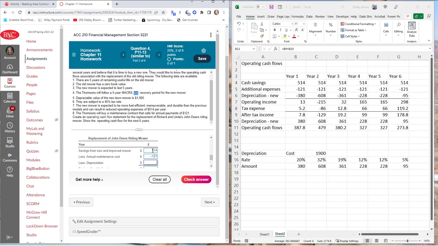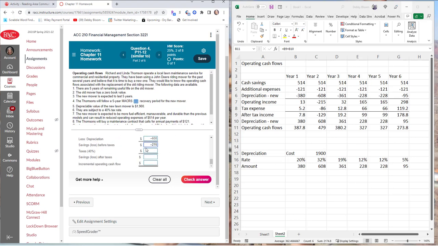Negative 121, negative 608. So our savings loss before taxes is going to be a negative 215. We're going to have a tax savings, so we're going to put that in as a positive 86. So negative 215 plus a positive 86 gives us a negative 129. My apologies for that. And after the savings loss, year 2 after taxes, we add back the depreciation of $608, and we get an incremental operating cash flow of $479.